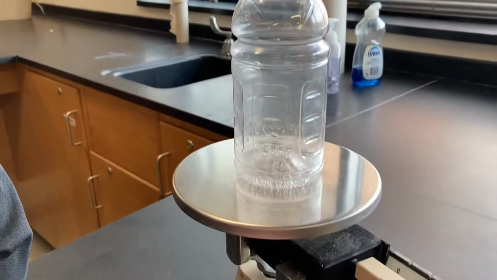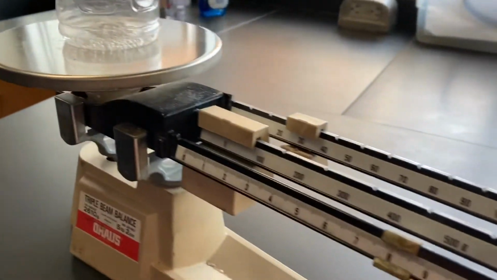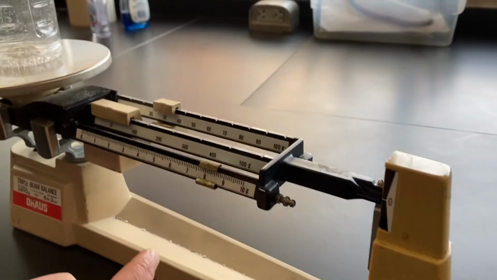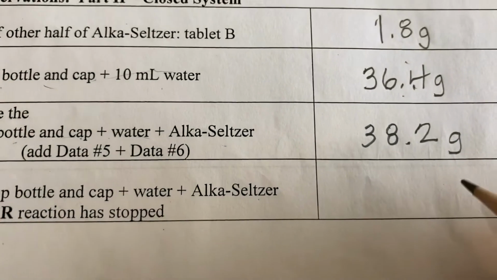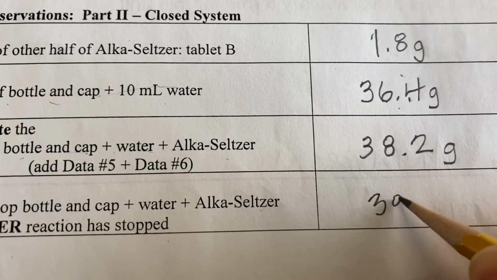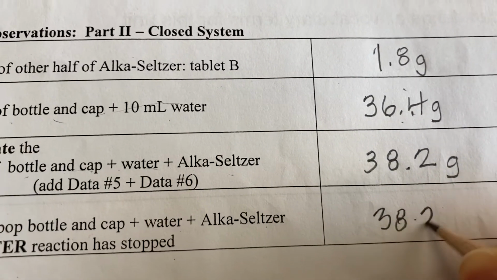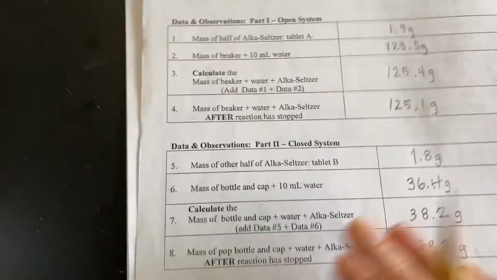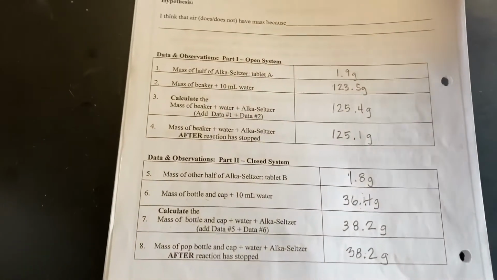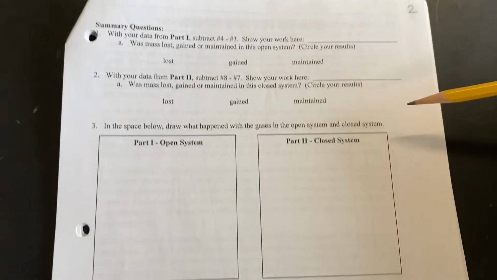All right, everybody, it looks like the reaction has stopped inside the closed system. So if you take a look here, we'll check the mass. We are at 38.2 grams. So please record that in spot number 8 down here. After the reaction, 38.2 grams. That is interesting. Same as the mass before. I wonder why that is. Okay, everyone, now we're going to use all this information that we learned from the open system and closed system to work through the summary questions on page 2.